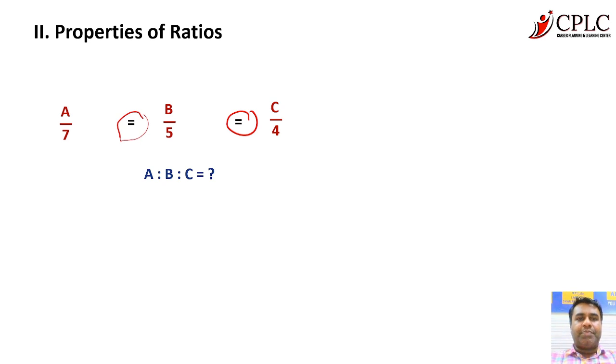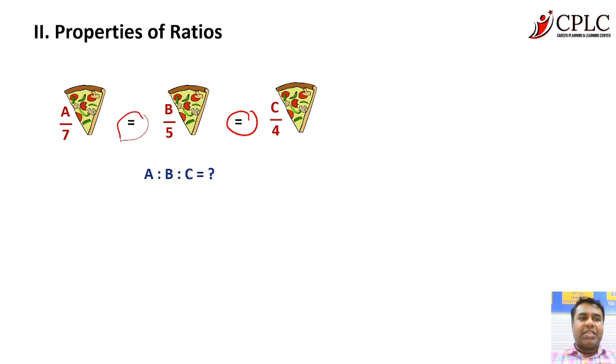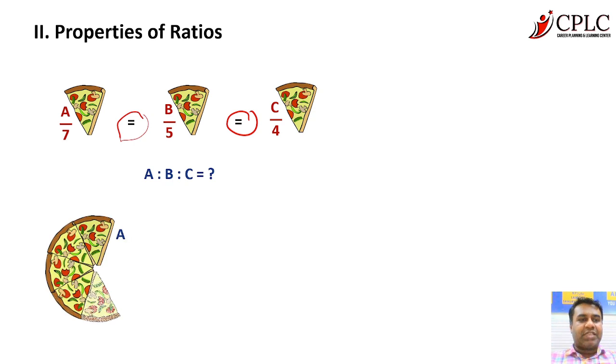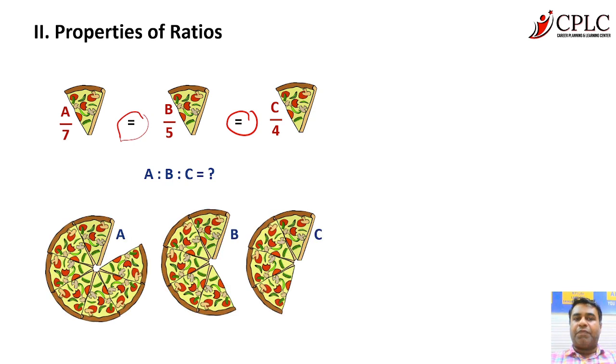First, let us assume a, b, c are having pizzas. So how many slices would A have, how many slices would B have, and how many slices would C have? Now since this is A by 7, A will have 7 slices of pizza, B will have 5 slices, and C will have 4 slices. So the ratio of ABC will come out as 7 is to 5 is to 4. Are you getting my point? So the ratio of ABC is 7 is to 5 is to 4.